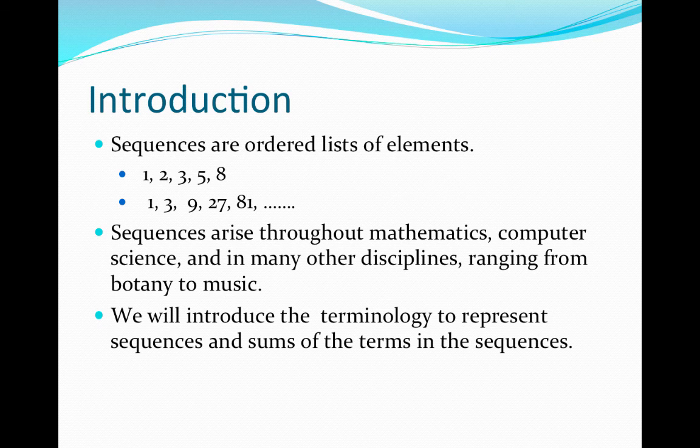So you may know what a sequence is already. Nonetheless, in general, a sequence is an ordered list of elements. So here are some examples. 1, 2, 3, 5, 8 is a finite sequence of elements. 1, 3, 9, 27, 81, which continues this same pattern, which you may recognize as powers of 3, is an infinite sequence following that pattern.